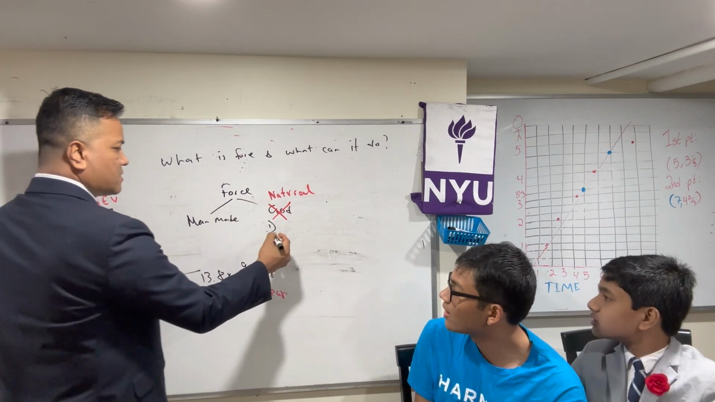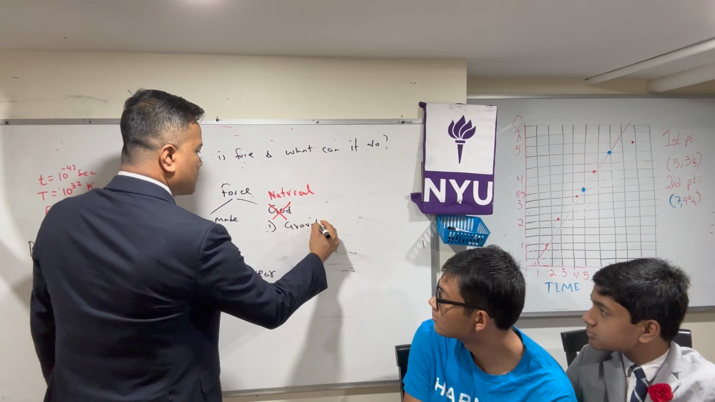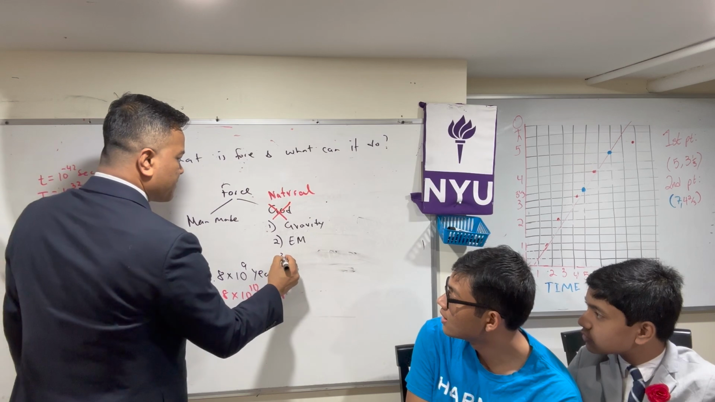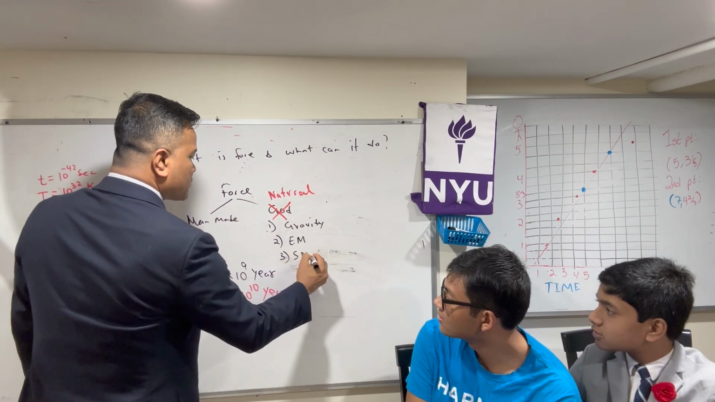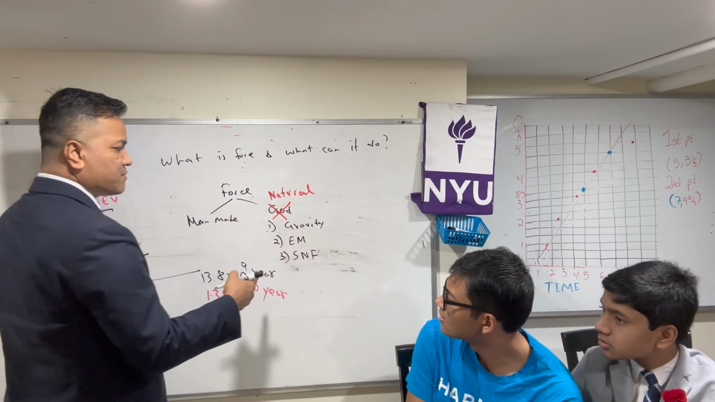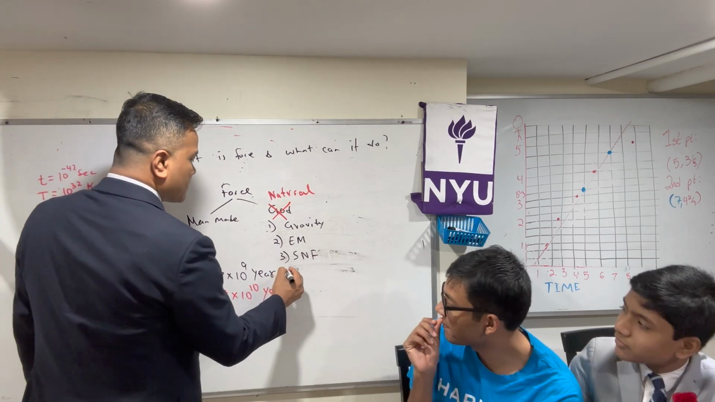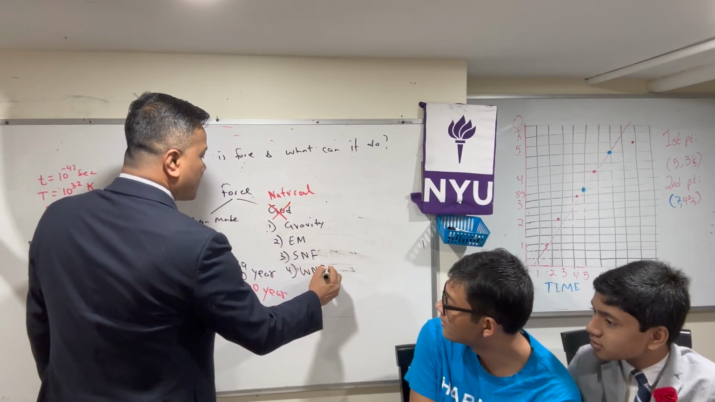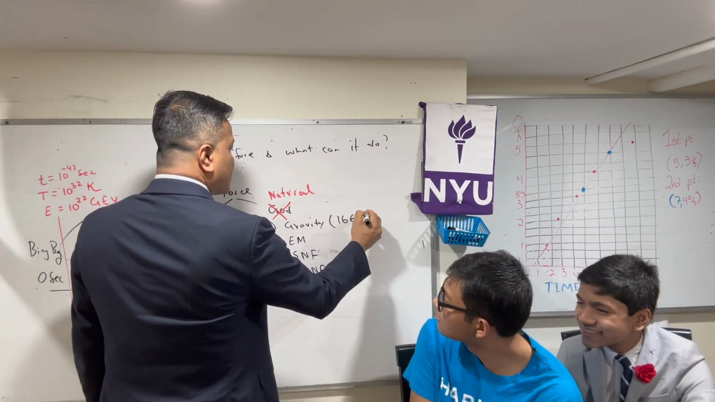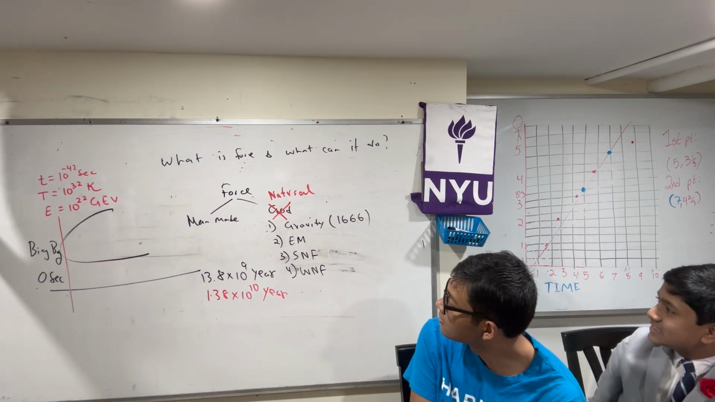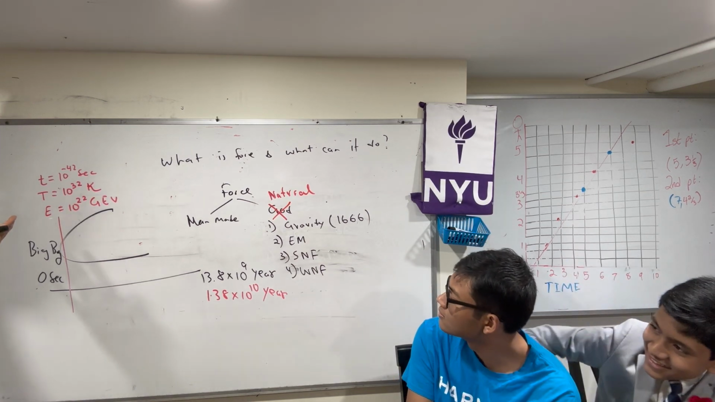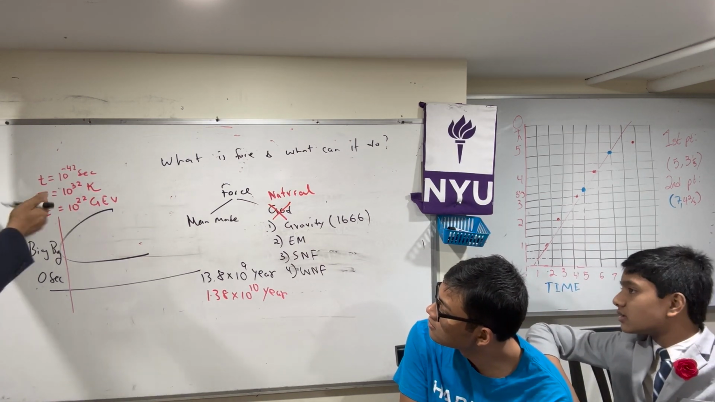What are those? Number 1, gravity. Number 2, electromagnetism, E and M. Number 3, the weak force. Number 4, the strong nuclear force. The strong nuclear force was discovered before the weak nuclear force, and E and M was discovered before the strong nuclear force. Gravity was discovered in 1666, but that doesn't mean gravity was born in 1666. Gravity was actually born at almost 0 seconds.